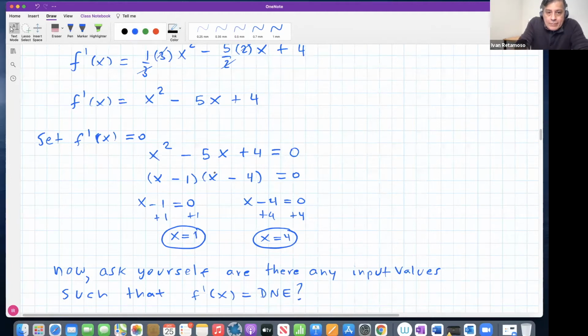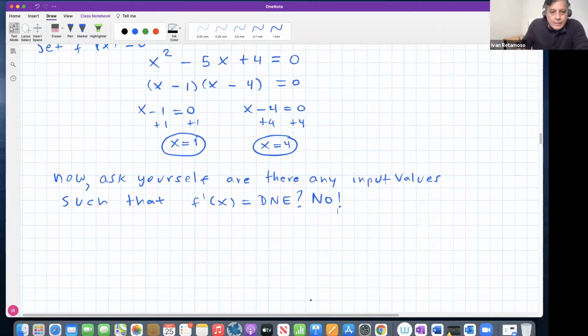Well, notice our derivative is super nice. It's a polynomial function, and remember, polynomial functions always exist. They don't have issues with undefined situations. So the answer for polynomial derivatives to this question is always no, because the derivative always exists. So we are done, because this is all we can get for critical points, 1 and 4. No critical points were gotten from the derivative being DNE.